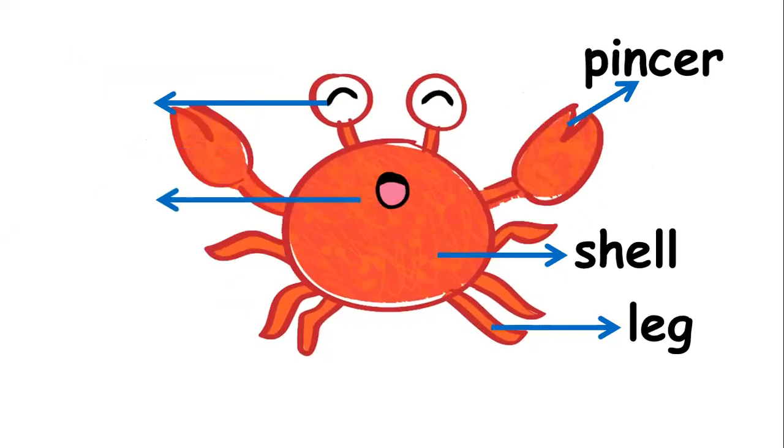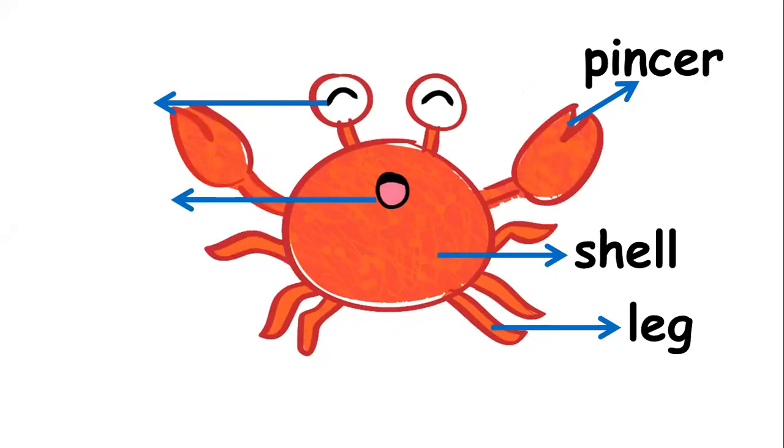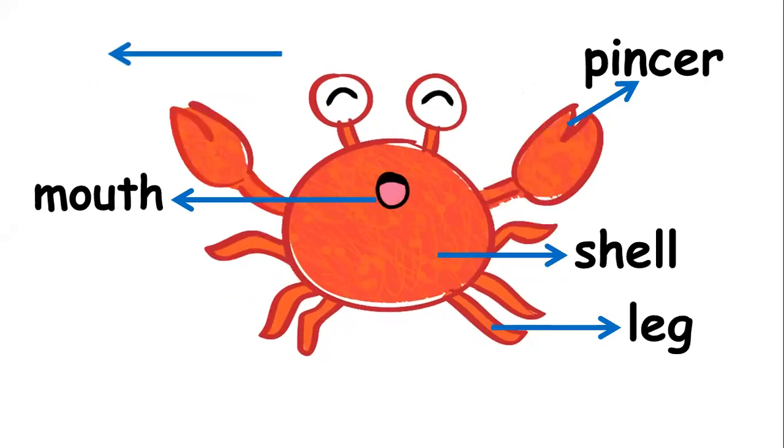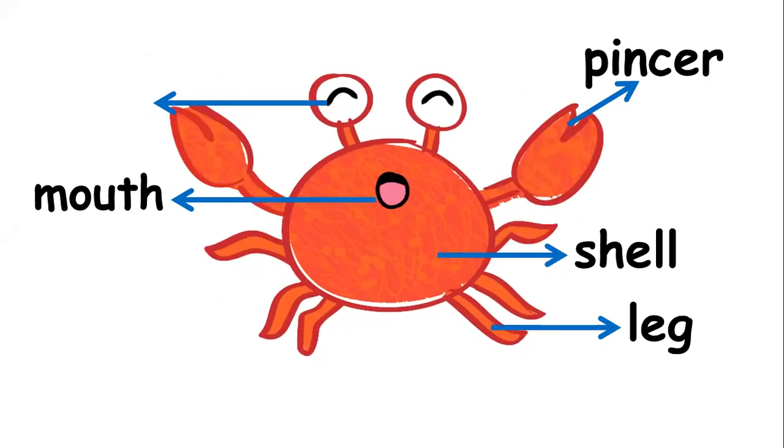And this one, what do you call this body part of the crab? The main function of this body part is to enable the crab to eat. Very good. It's a mouth. And the last one, what do you call this body part of the crab? The main function of this body part is to enable the crab to see. That's right. It's an eye.